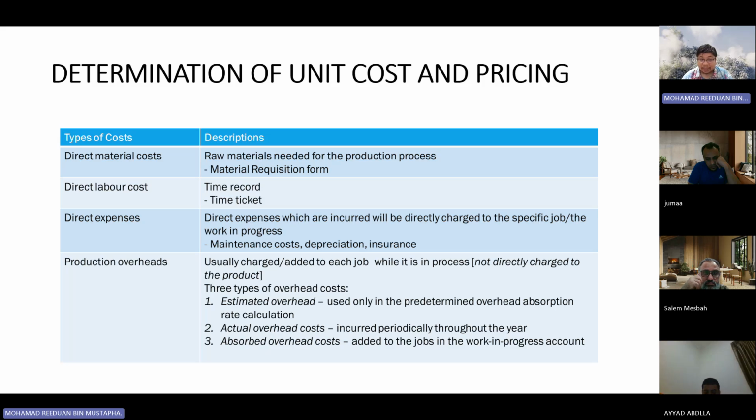So for these three cost topics, for instance, estimation overhead is used only in the predetermined overhead absorption rate calculation. We already learned how to calculate those predetermined overhead absorption rates. And then actual overhead costs: the actual overhead costs are incurred periodically throughout the year, and then absorbed overhead costs are actually added to the job in the work in progress account.